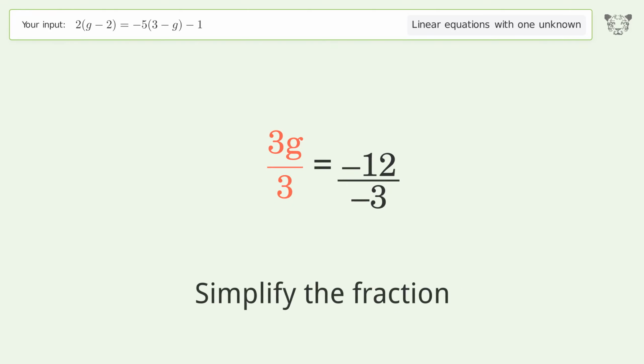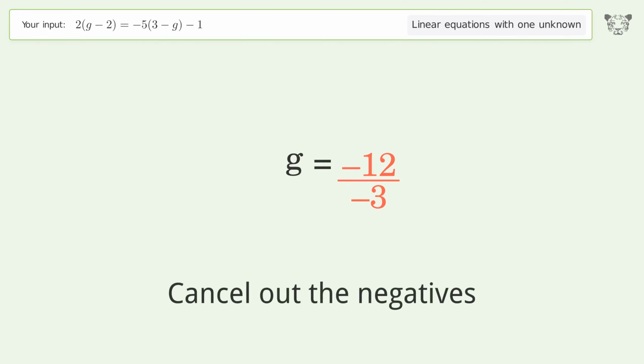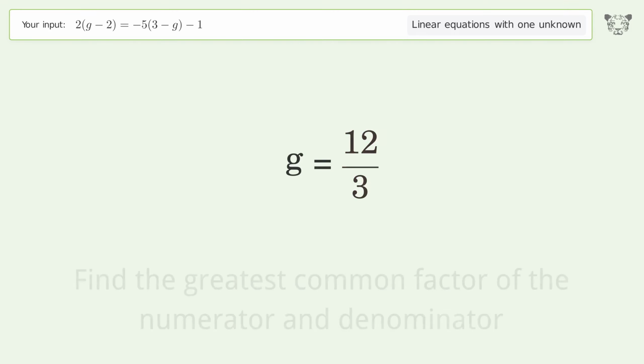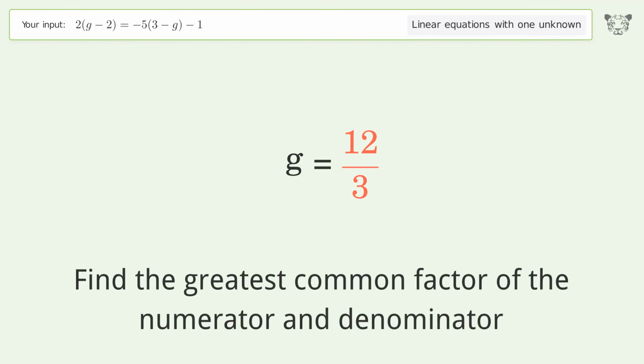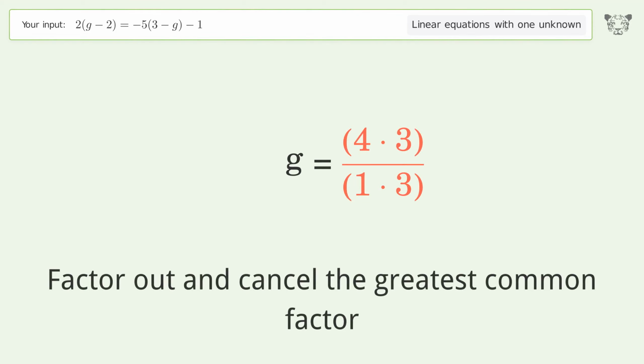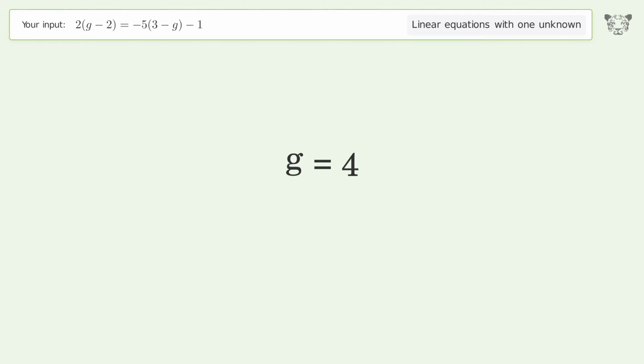Simplify the fraction. Cancel out the negatives. Find the greatest common factor of the numerator and denominator. Factor out and cancel the greatest common factor. And so the final result is g equals 4.